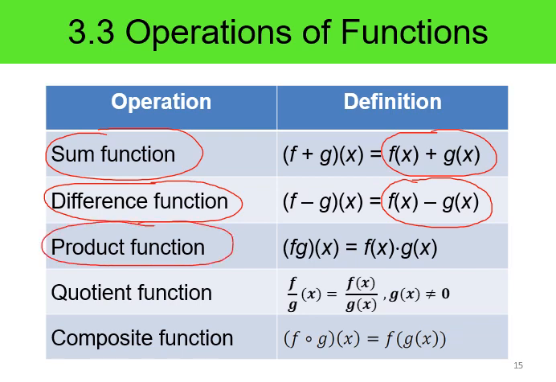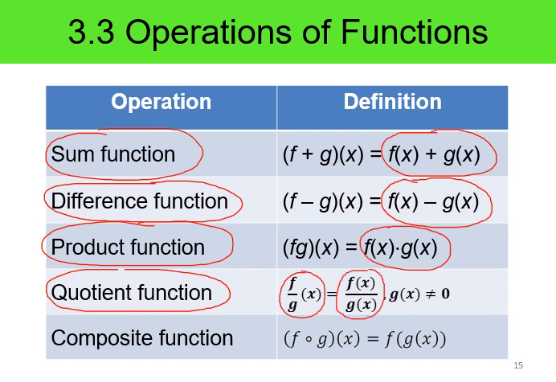Product function is multiplying functions, so these two functions times together. Quotient function is dividing functions. We are given this function and then we write it this way, and remember that the denominator will always not be 0, or else this function is invalid. A bit different is the composite function here. A composite function is when we have a function inside a function. So this is the way we write it. This is the general idea about operation of the functions.